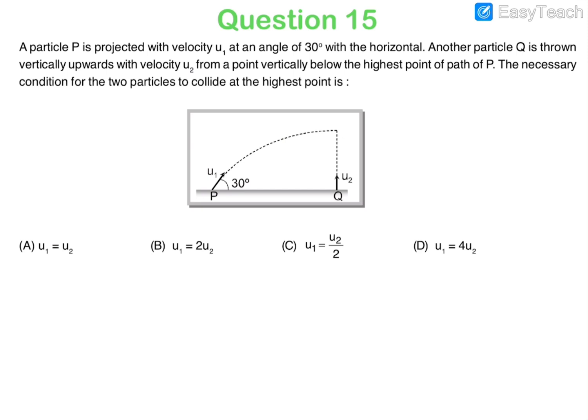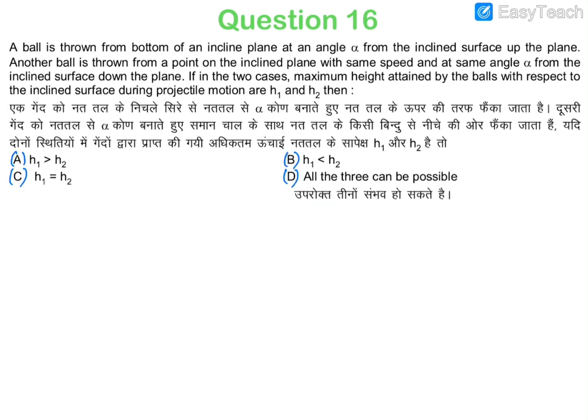See, obviously we have done such a question previously. So u1 sin 30, if the y component of both of them will be equal, then they will collide at the top point. So u1 will be equal to 2u2. So the correct answer is B. Now we move on to the next question.